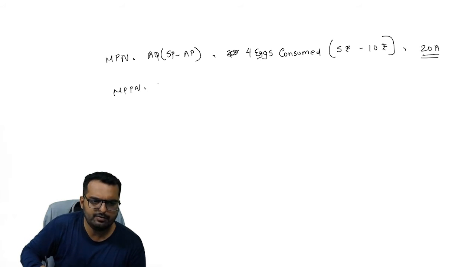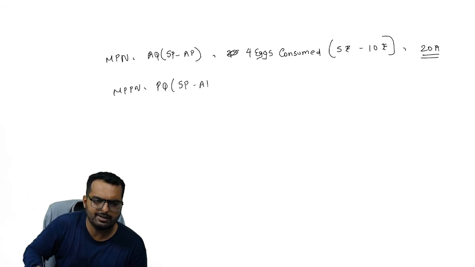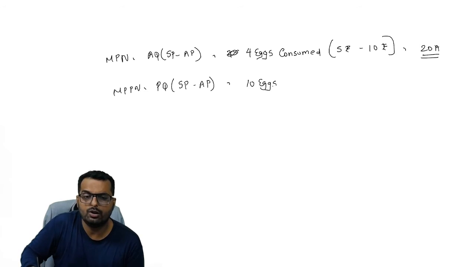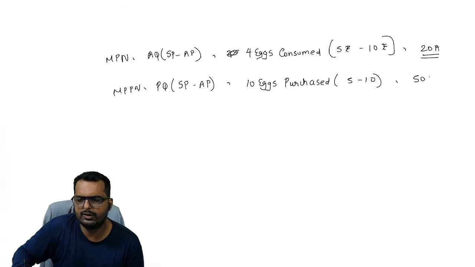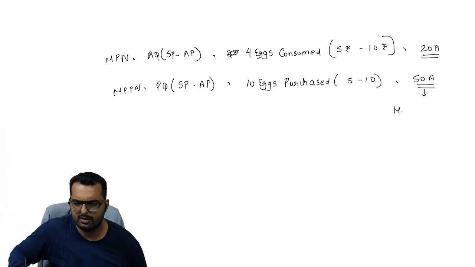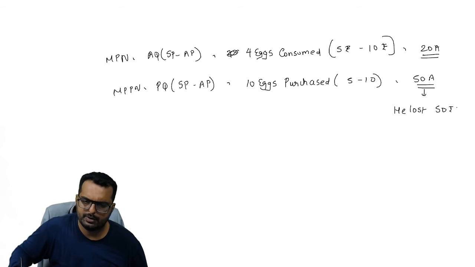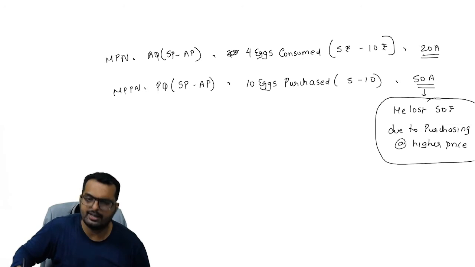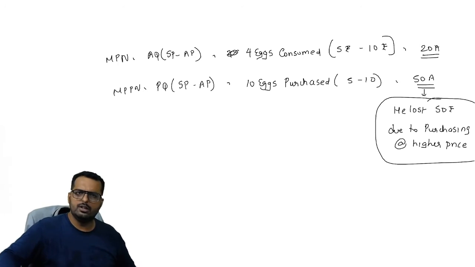Whereas for MPPV, the formula will be PQ into SP minus AP. Suppose Anshuman has not purchased 4, he has purchased 10 eggs. Out of the 10, only 4 have been consumed. So this 10 into 5 minus 10, you will get the answer as 50 adverse. That means due to purchasing at the wrong price, he has lost 50 rupees. He lost 50 rupees due to purchasing at a higher price. Earlier one was for consuming at a higher price. That is the difference. Write down this and finish it off, friends.